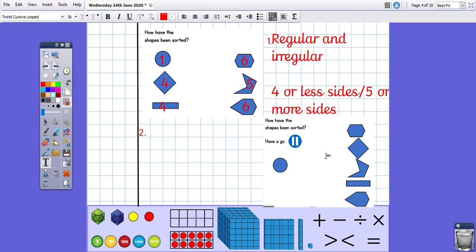Let's have a look at this one then. Now, there's a mix of regular and irregular here, so we know it's not that. What's special about a circle that none of these shapes have got? Look at its side. If you can get this question, then you can have a dojo, because it's really tricky. It just takes some concentration and some looking, but it's sorted into curved sides and straight sides. That's how they are sorted.